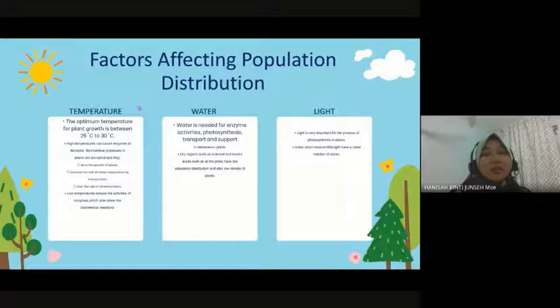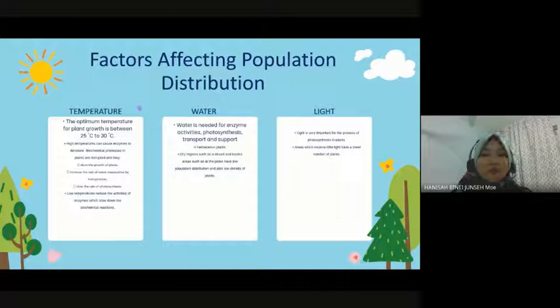That is high temperature. How about low temperature? Low temperature can also affect the plants, or the biochemical activities in that plant. So low temperature can reduce the activity of enzymes, slowing down the biochemical reactions. So it will also slow down the reactions of photosynthesis. So it is important that plants grow at the optimum temperature, which is 25 to 30 degrees Celsius. Okay, so that is the first point, temperature.